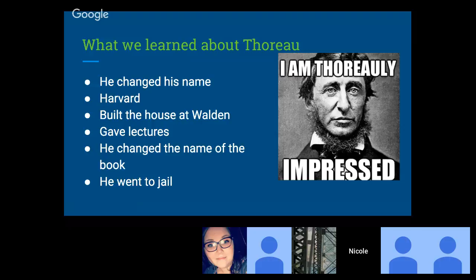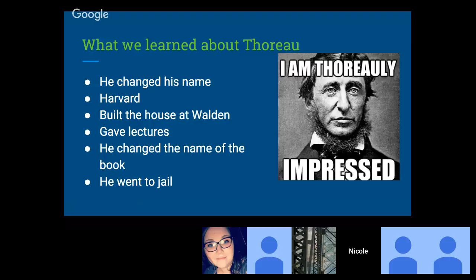But luckily his family owned the pencil business, so they were able to scrape up some money, and he was able to go. And then he built the house at Walden. After Thoreau wrote the book, he gave lectures on the chapters based on Walden. And then in 1862, it was actually 10 years after the first publication of Walden, and right before he died, that he changed the name of the book. It was originally Walden or Life in the Woods, and now it's just Walden.